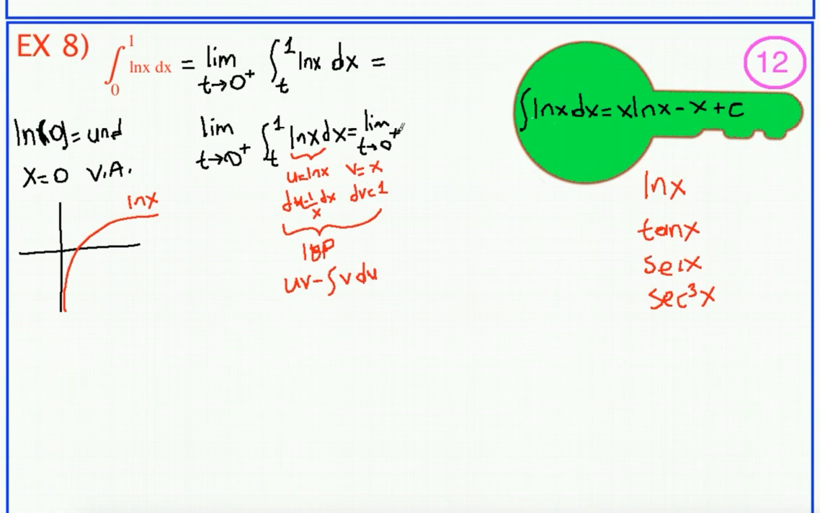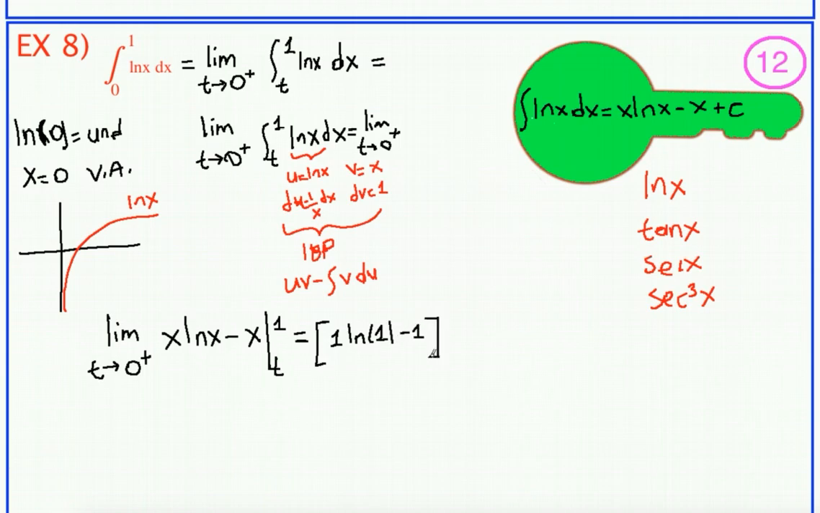So our integral turns to a limit as t is approaching 0 from the right side. The antiderivative of this function is x ln x minus x evaluated from t to 1. Now we're going to insert our upper boundary and lower boundary. So f of b minus f of a. Our first part will be 1 ln 1 minus 1 is our f of b, minus t ln t minus t, which is our f of a.